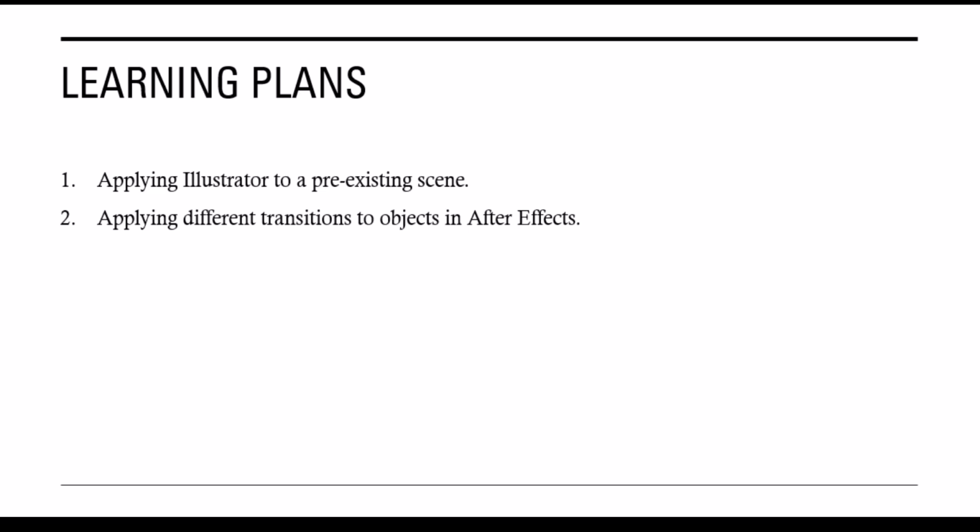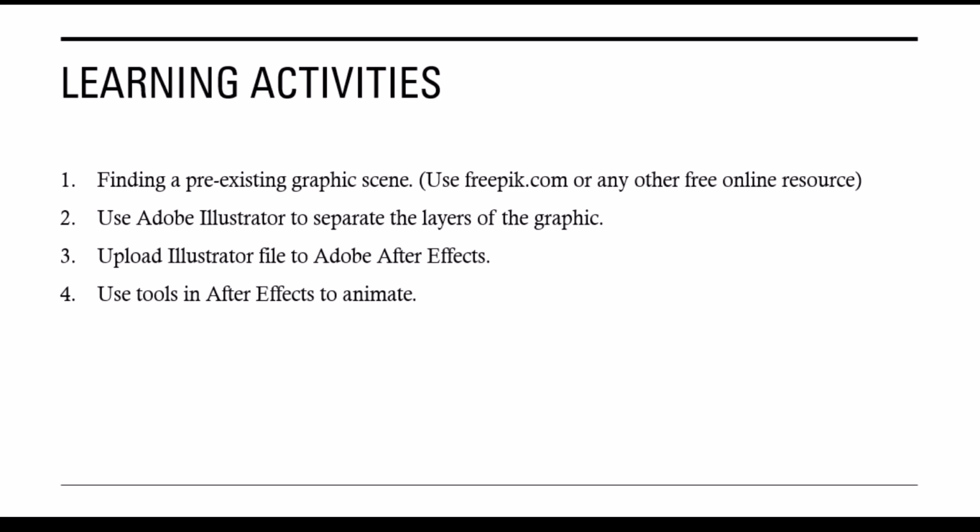So our learning plans for today is to apply Illustrator to a pre-existing scene and apply different transitions to objects in After Effects. Our learning activities for today is to find a pre-existing graphic design using freepik.com or any other free online resource that you have access to. Use Adobe Illustrator to separate the layers of the graphic. Upload Illustrator files to Adobe After Effects, and use tools in After Effects to animate a scene.